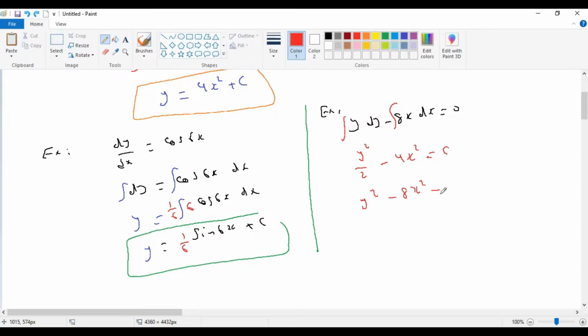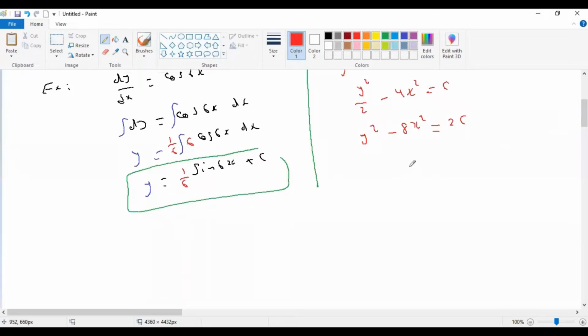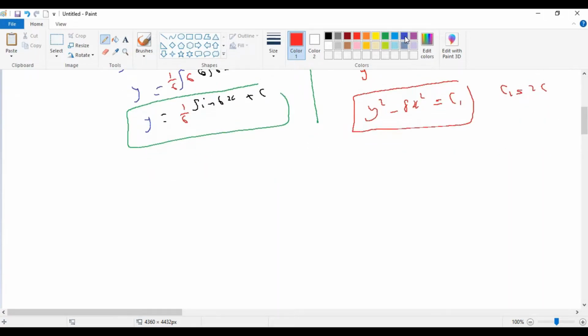Really, if you multiply c by 2, it will be 2c. I can write c1, for example. So I can write this as y squared minus 4x squared equal to c1, where c1 is equal to 2c. It can also be simplified more, but I stop here.